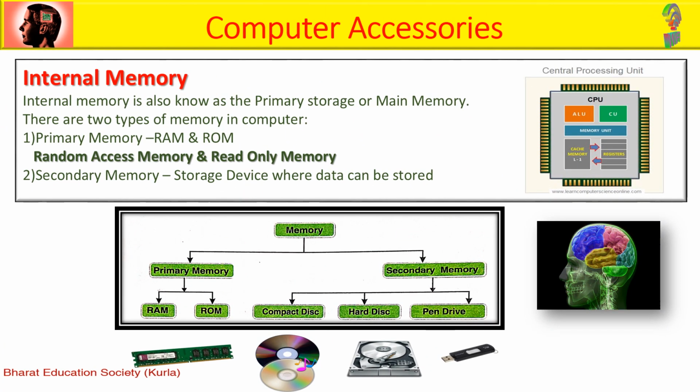So students, let us learn internal memory of computer. Internal memory is also known as primary storage or main memory. There are two types of memory in computer. Primary memory, which consists of RAM and ROM. RAM stands for random access memory and ROM stands for read-only memory. RAM is a temporary memory whereas ROM is a permanent memory. Next one is secondary memory. Secondary memory is a storage device where the data can be stored. For example, compact disc, hard disk, pen drive are the secondary memory.